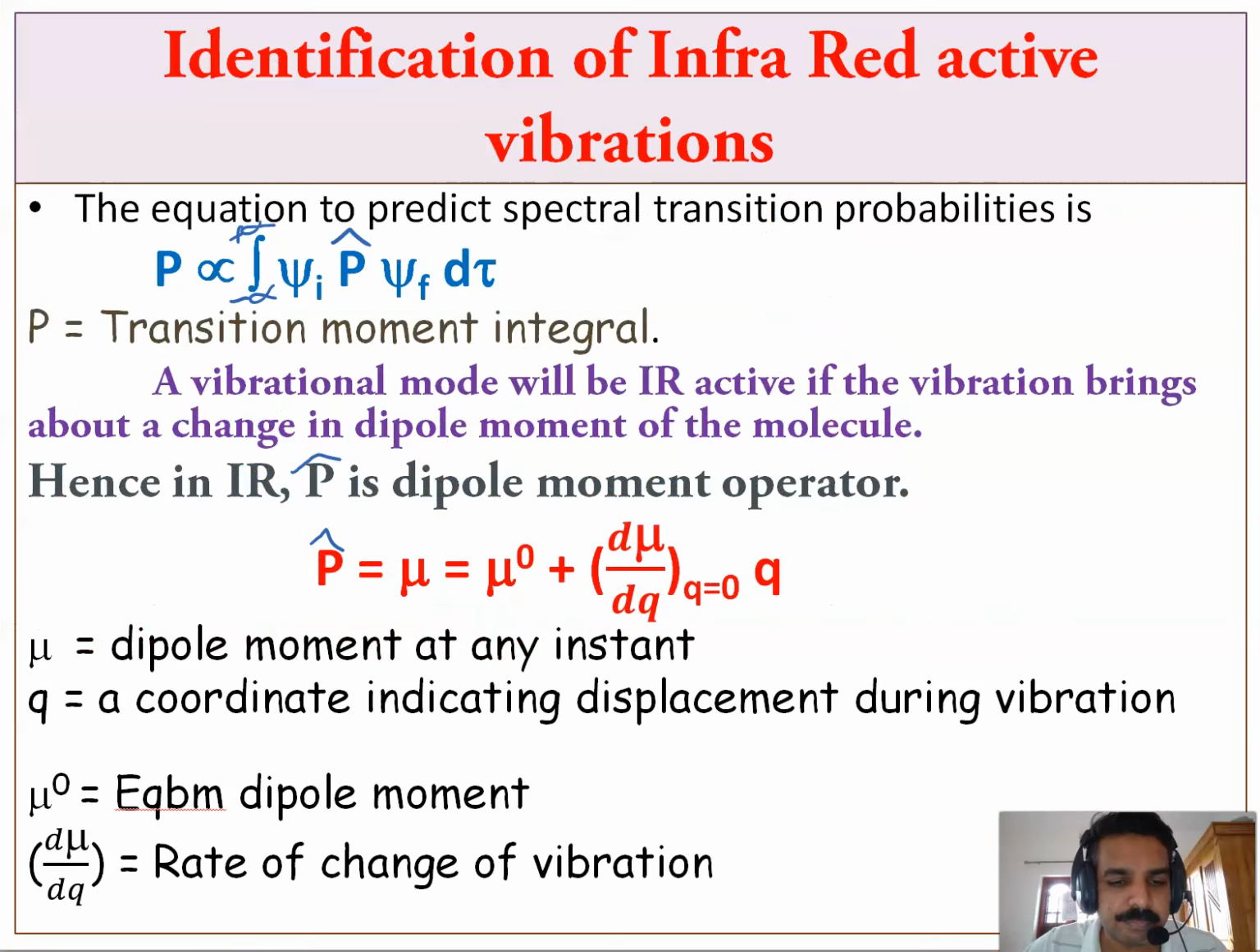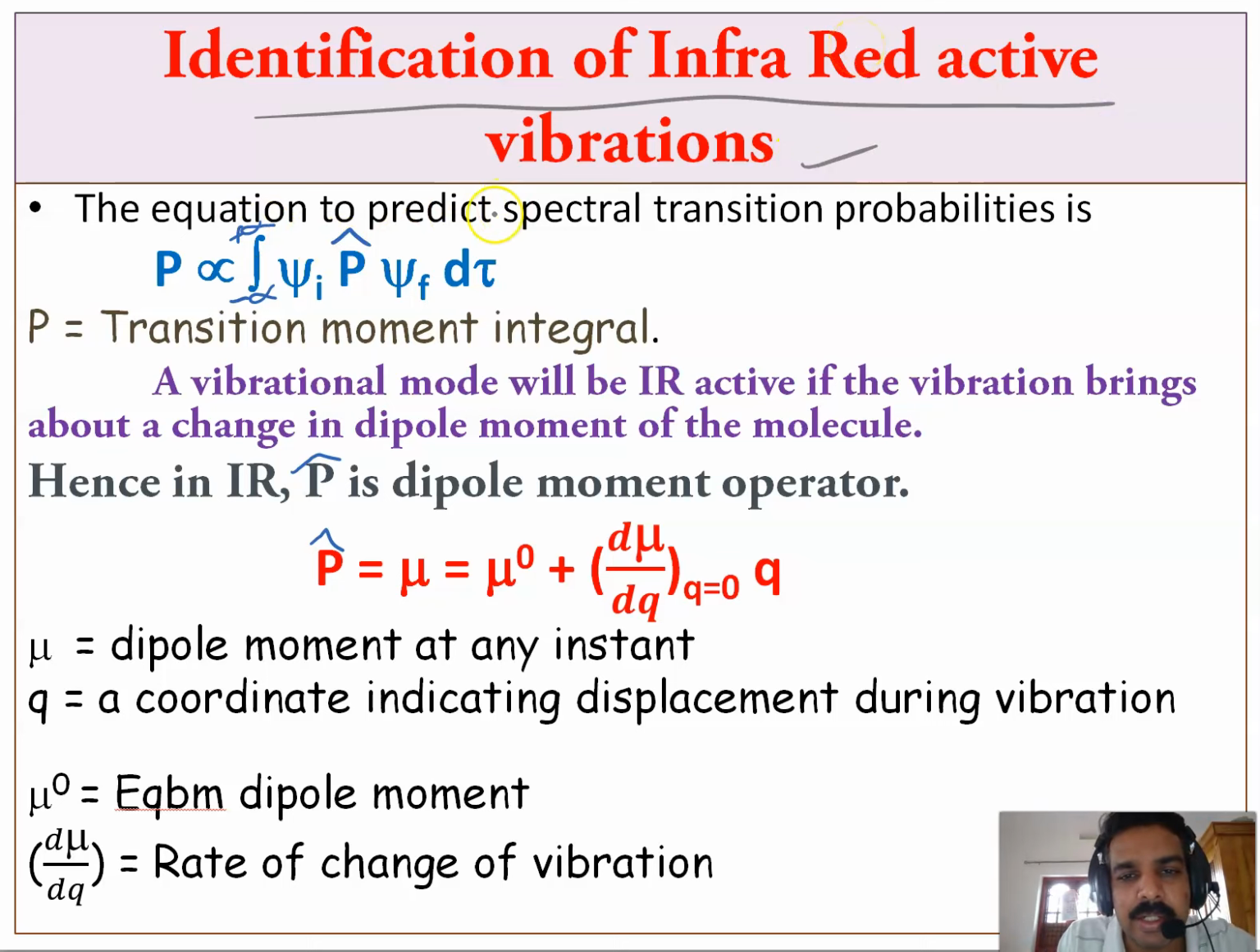And now in this video we will discuss, among the three vibrational modes of the water molecule, which are infrared active and which are Raman active, that is, the transition probability of these modes in the infrared and Raman spectrum. First we will discuss the identification of infrared active vibrations. We are taking the water molecule as an example.